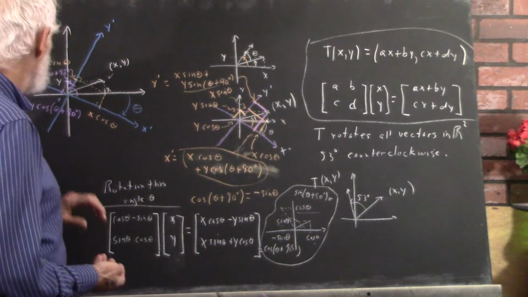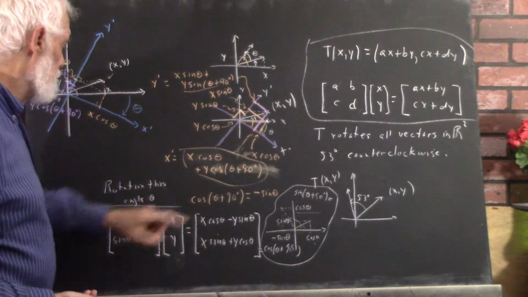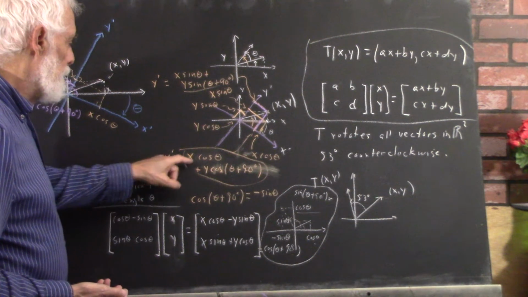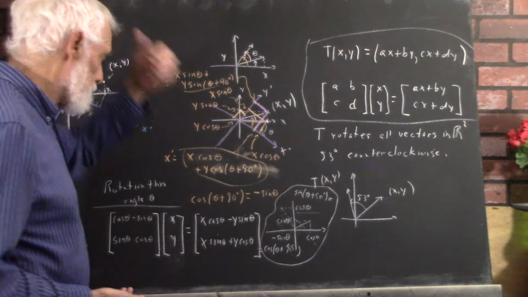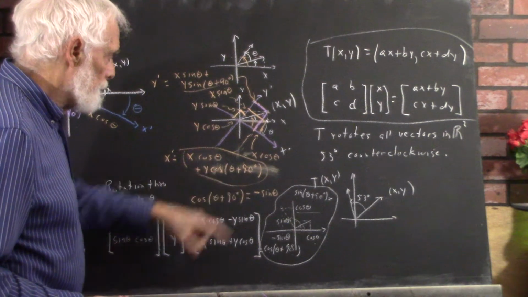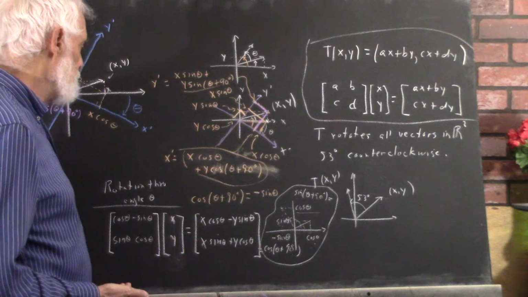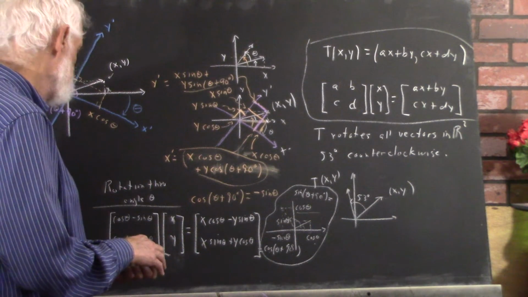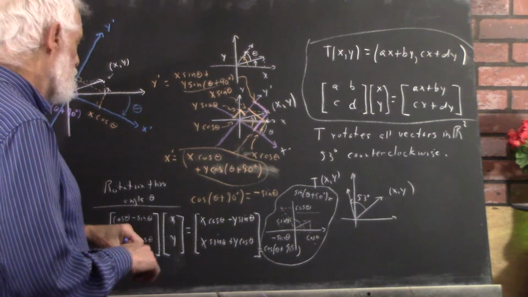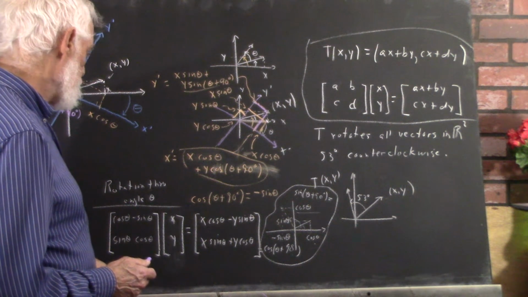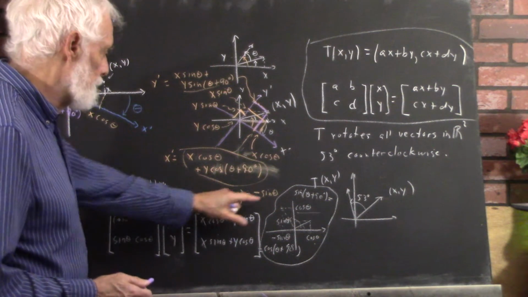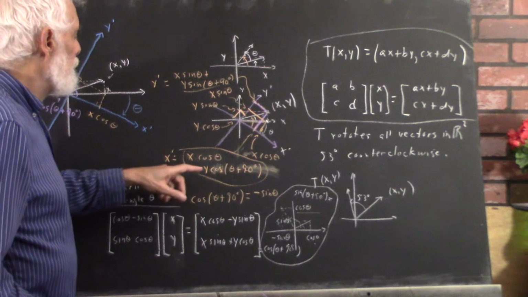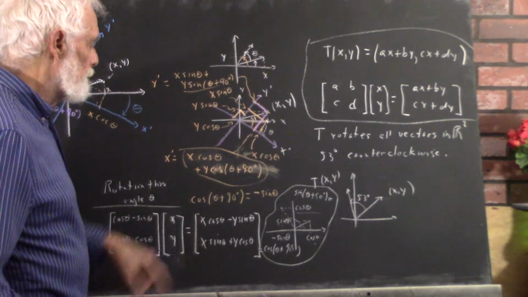Well, if we look at this expression and this expression, we see that x prime should be x cosine theta plus y cosine of theta plus 90 degrees, but the cosine of theta plus 90 degrees is the negative sine of theta. Well, you can make the jump. Okay. This is going to be x cosine theta minus y sine theta.